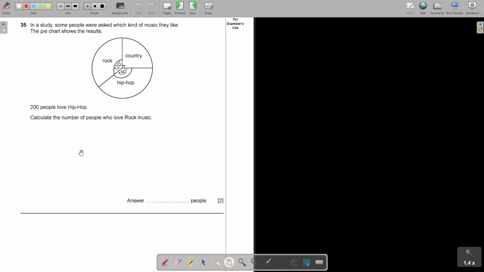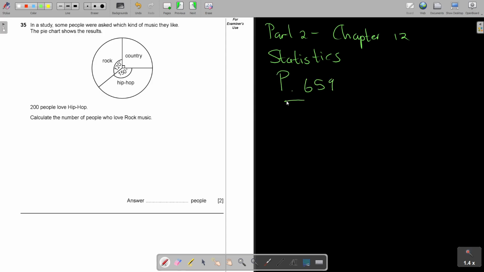Okay, so where will I find it in the textbook? I will still find it in part 2. So it's part 2, chapter 12. And it's statistics. And it's read, interpret, and draw calculations from statistical diagrams. But you will find it on page 659, and that's example 20 that will help you. Okay, go to your textbook. If you struggle, otherwise try it and continue with the video and see if you are correct.